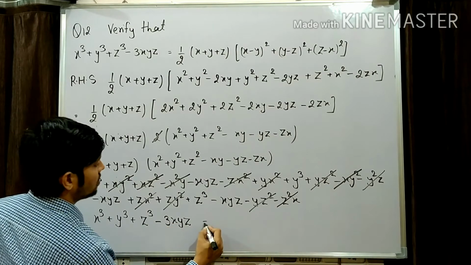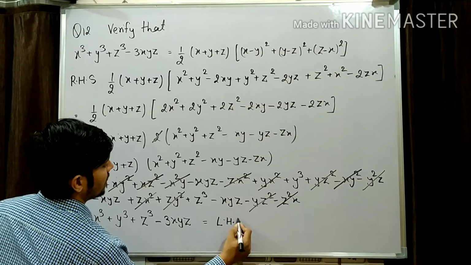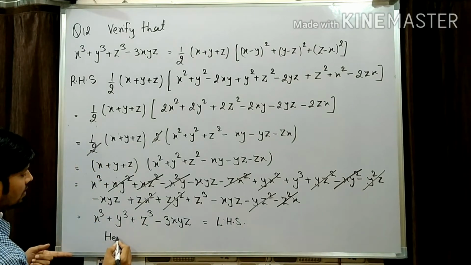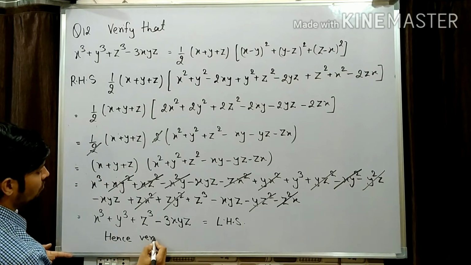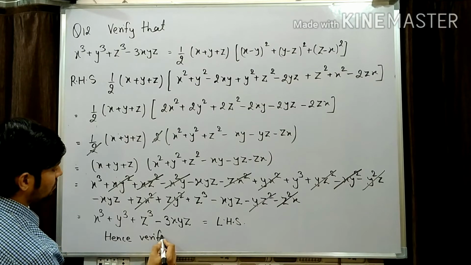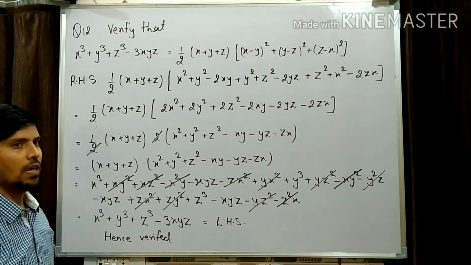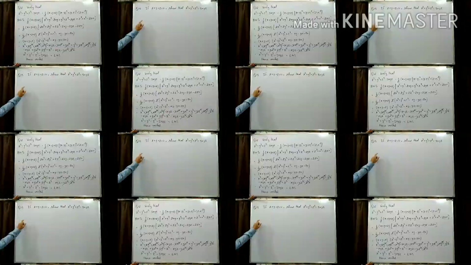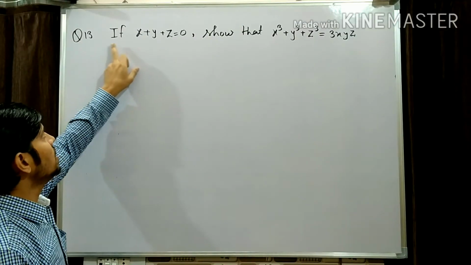What we have seen, this is equal to the left hand side. Hence we have shown that it is proved, it is verified. So this is a very important identity. Now see this question number 13.